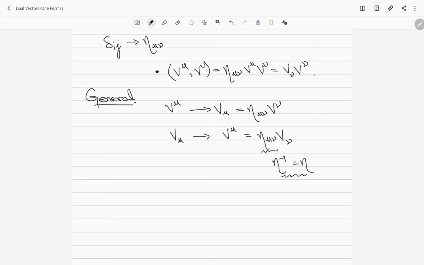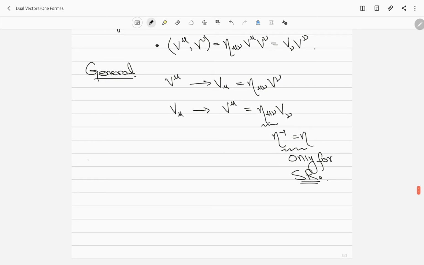But note that this is only for SR, that is special relativity. In general, this η inverse is not equal to η. So this is one of the very important points here. The metric or its inverse moves indices up or down. That is, it raises or lowers the indices, turning vectors into dual vectors, or it could turn a dual vector into a vector. So it works both ways.